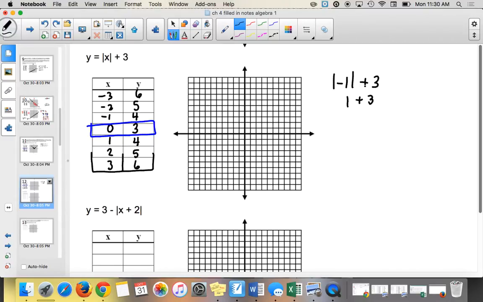So we're going to get negative 3, comma 6. Negative 2, comma 5. Negative 1, comma 4. 0, comma 3. 1, comma 4, so that's where it goes back up. 2, comma 5. And 3, comma 6. All right. Easy enough? All right, the next one's a hard one. If you can get the next one, you get all of them.